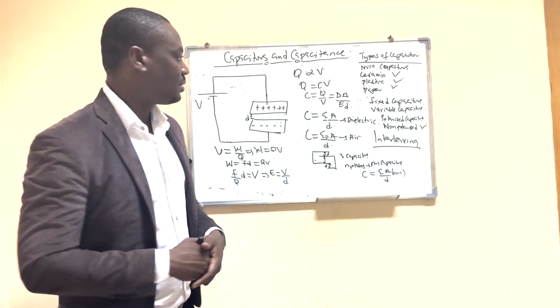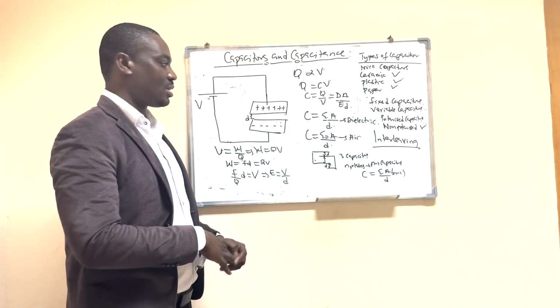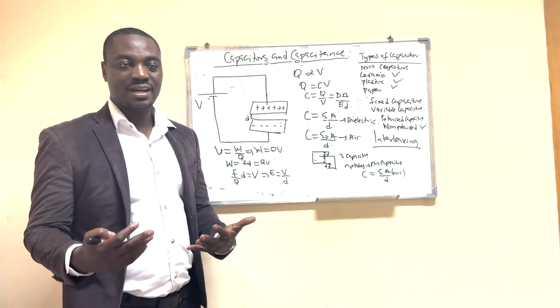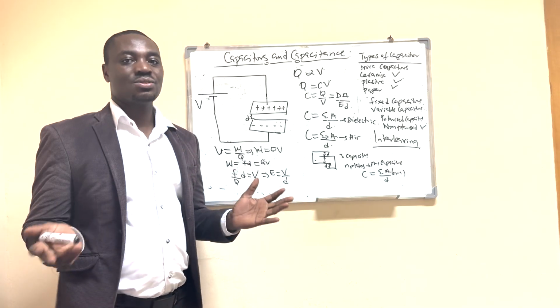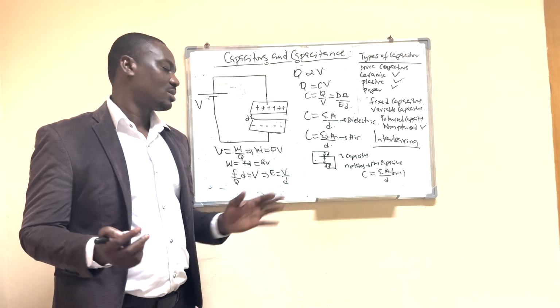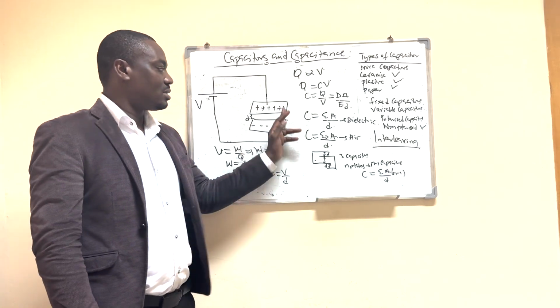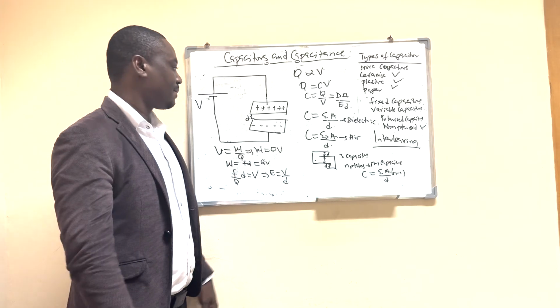Like the video. So when we talk about capacitors, what are we talking about? A capacitor is an electronic device that is used to store charges. So if you have a device and you can use it to store charges, we can call it a capacitor. Okay. So a capacitor consists of two parallel plates, right? Then you have a distance between the plates.